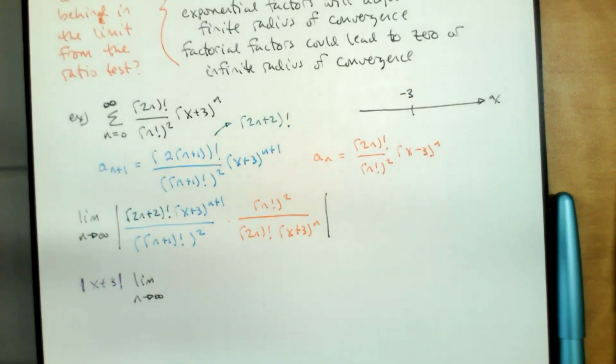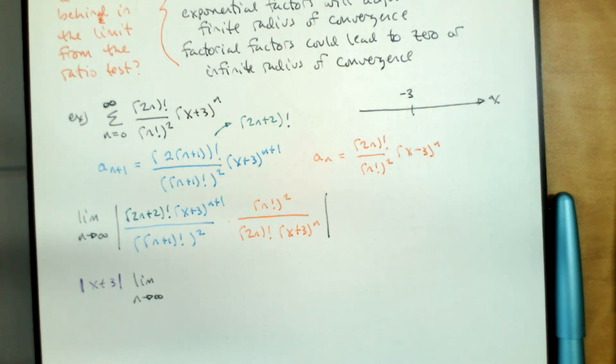That absolute value of x plus 3 is the normal thing that's always left behind in a ratio test on a power series: the absolute value of x minus a. If there were exponential factors, they'd be out there with the x plus 3. So we've got to see what's going to happen in the limit.